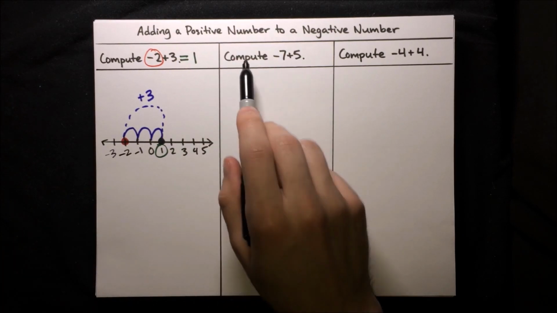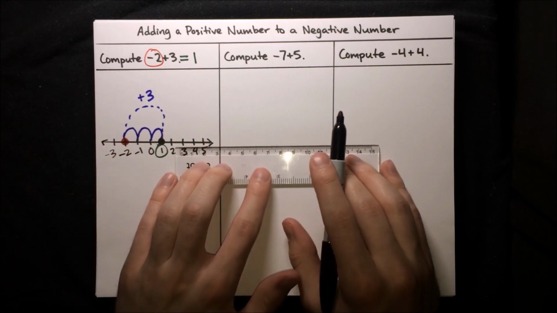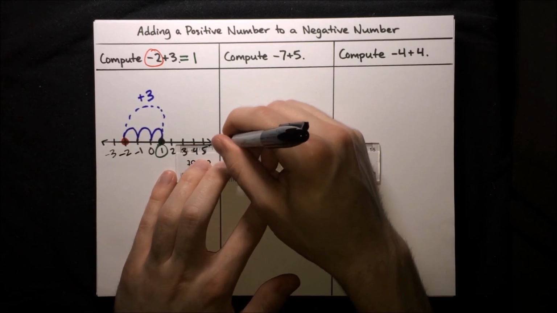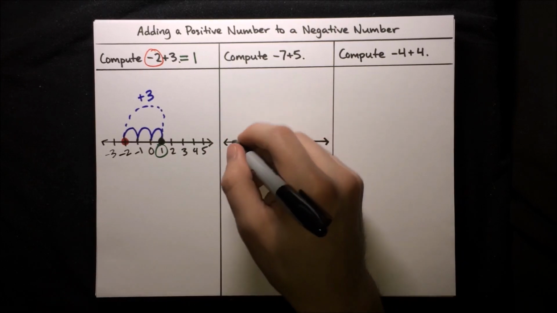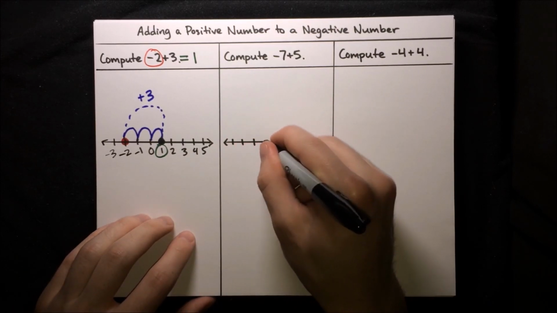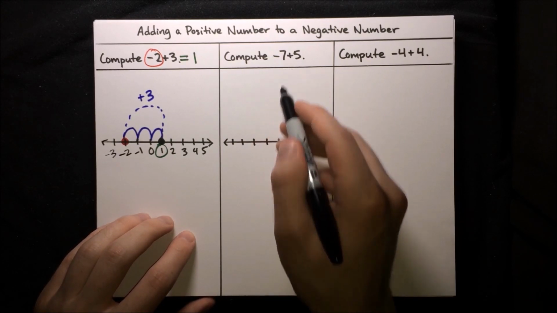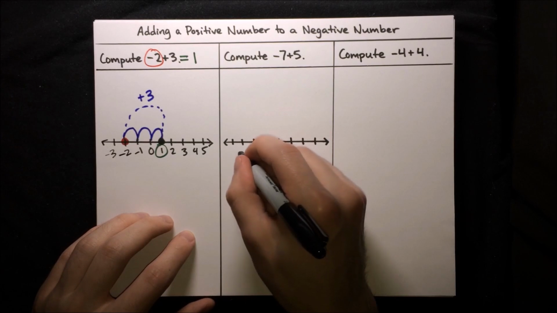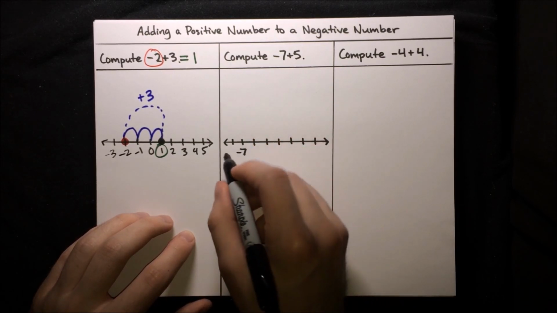For our next problem, compute negative 7 plus 5, we're going to take the same approach. So start out by constructing a number line. Get that segment, put some arrows on it, put some tick marks on it as well. And we're going to be starting at negative 7. So put negative 7 on the left somewhere. Leave ourselves some room to jump on the right, and then fill in the rest of the tick marks.